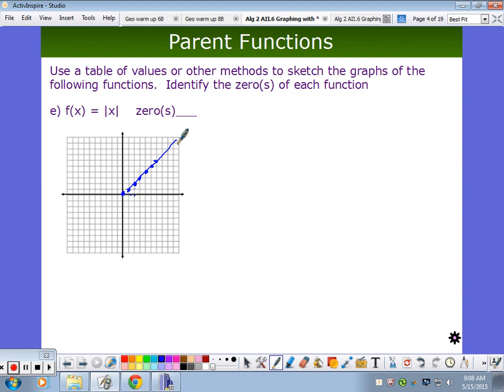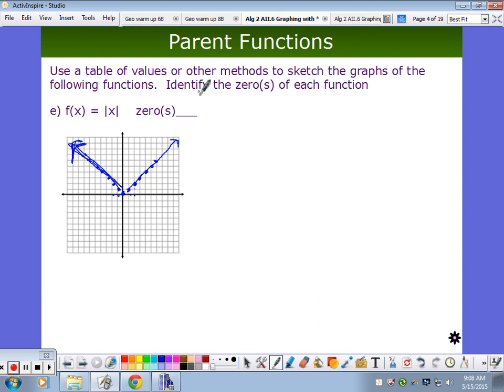Now what happens though when x is less than 0? So let's see, if x is negative 1, what's y? 1. What's the absolute value of negative 2? 2. So on this side, it looks like y equals negative x. I'm having trouble with a little optical illusion here. Okay, so it bounces right back up. So that's what absolute x looks like.